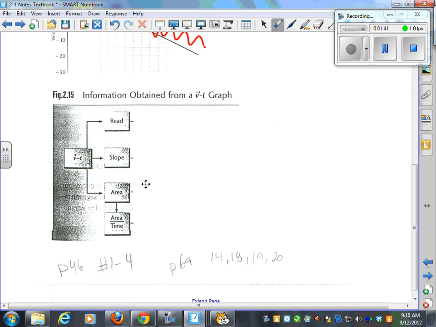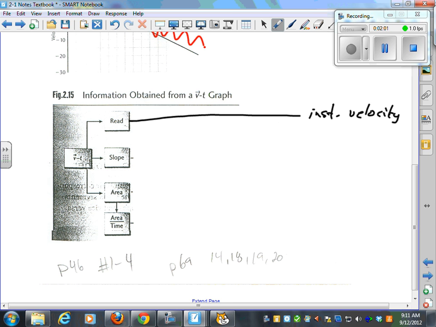Right there. So I know you guys did it already, but let's just have a quick look at this, because this is kind of important. Okay? So from a VT graph, what do we read off the VT graph? We read instantaneous velocity. It is a graph of velocity.